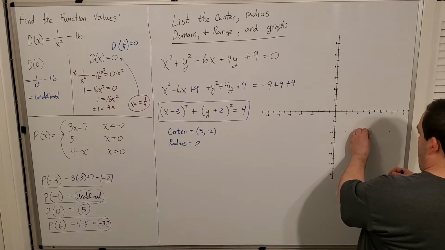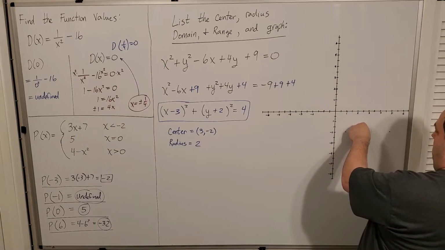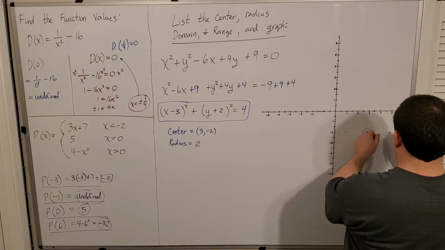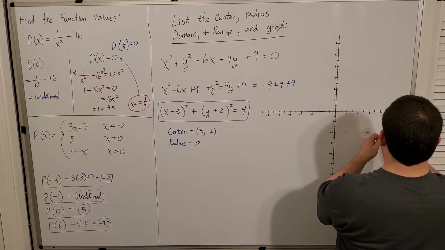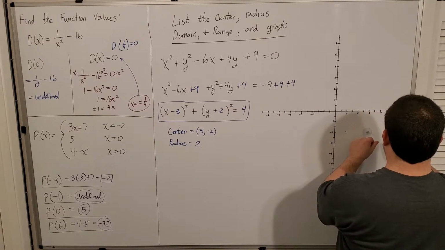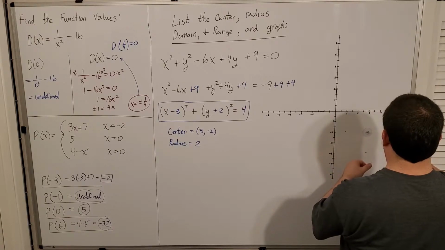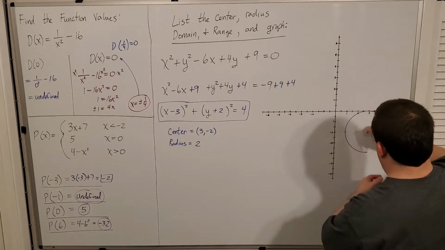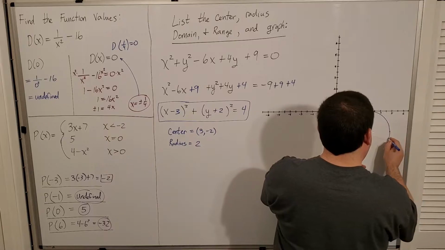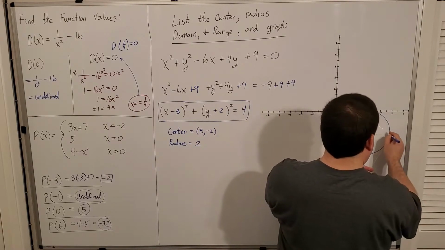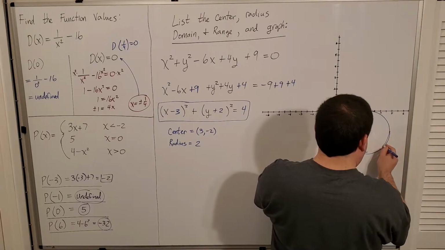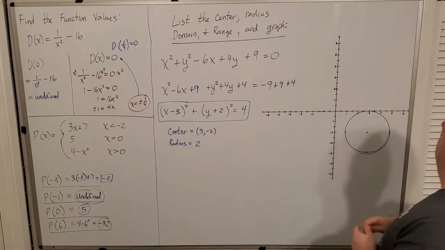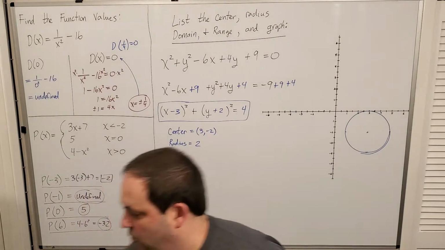I'm going to put this suction cup on the center. And then I'm going to get an appropriate amount of radius here. Pretty close. Whoops. There we go. We'll clean it up a little bit.